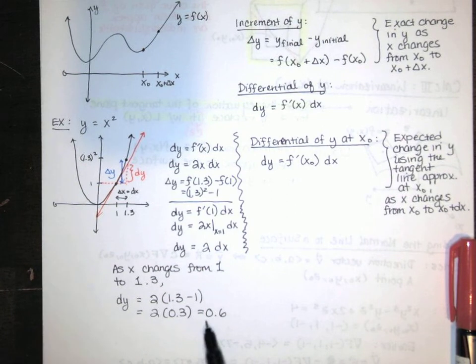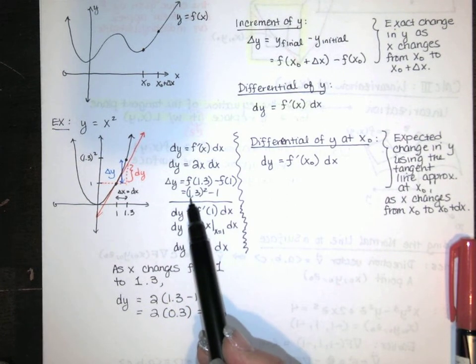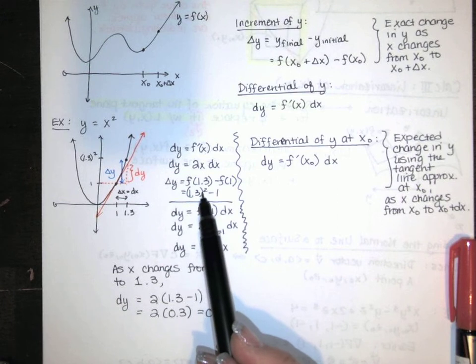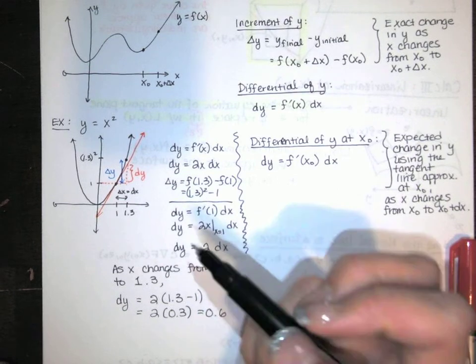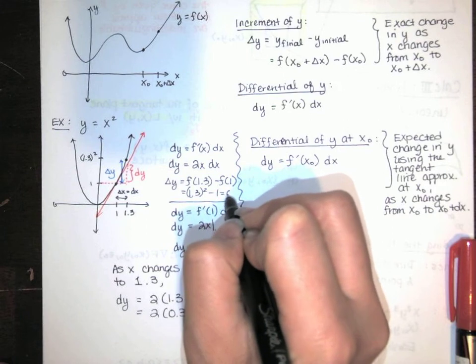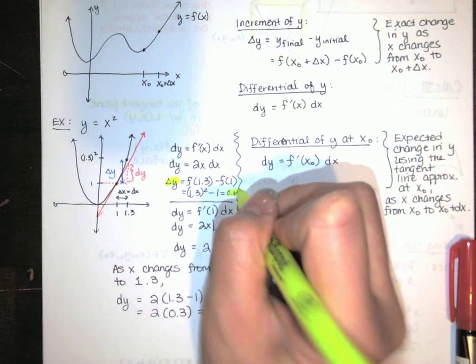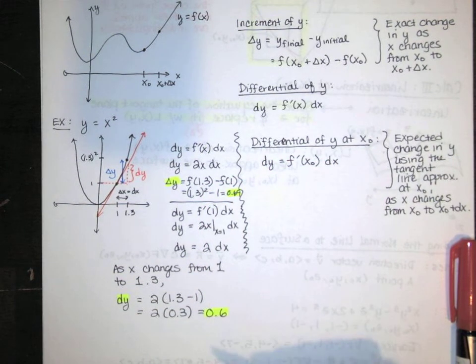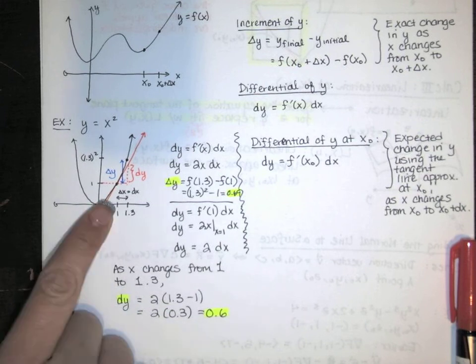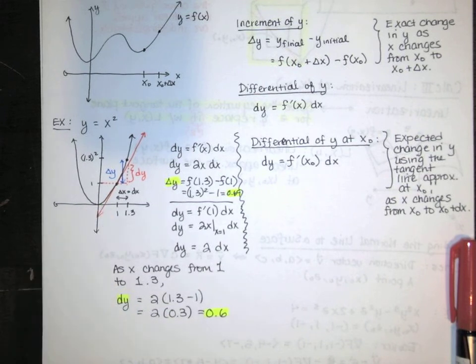Now you might be saying to yourself, well, how does that compare to the actual change in y? Well, what's 1.3 squared, guys? I think it's 1.69. If I do 1.69 minus 1, I think that's 0.69. So here is the actual change in y, and here's the expected change in y. We're still off by 0.09. So that's 9/100ths. That's pretty large, actually, but that's because our step size is so large. We're going from 1 to 1.3. If we had a smaller step size, this would be a better approximation of the actual change in y.